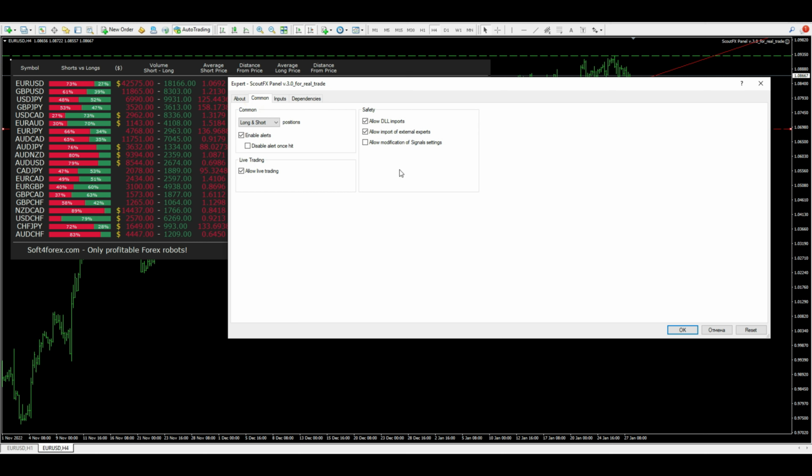When installing the ScoutFX trading panel, in the settings you must allow the use of DLL and activate algorithmic trading. Also at the bottom of the ScoutFX trading panel there is an active link to our website and websites of recommended brokers, by clicking on which you will immediately go to these websites from the trading terminal.